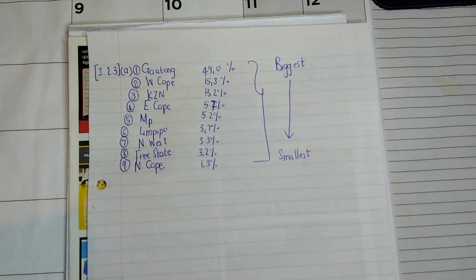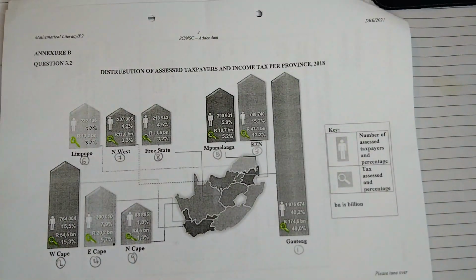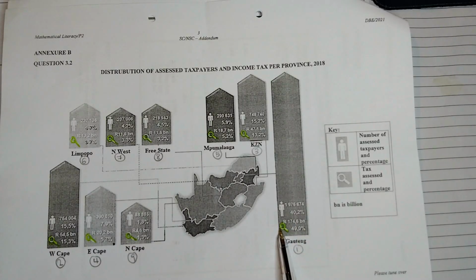So I looked at the percentage, but it would also be okay if you looked at the amount of tax assessed in rands. I just looked at it from a percentage perspective. If you want to focus on the amount of tax in rands, you could also do that. You will still get the same order when you arrange those values.